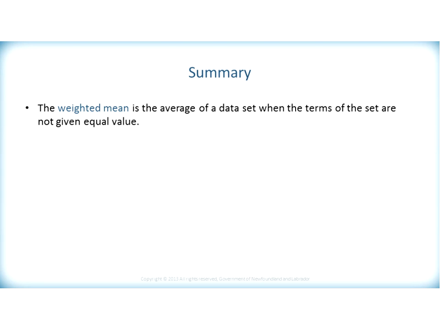So to summarize, the weighted mean is the average of a data set when the terms of the set are not given equal value. So some things are given more value than others, and we calculate our average based on these new weightings, as we call them. And again, the most common example you'll see of this is often your term average in any course you take.